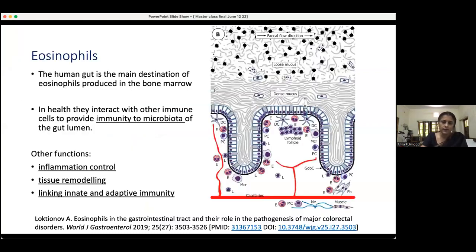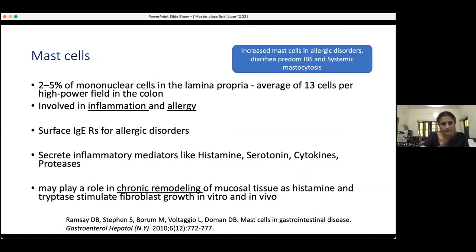So the maximum expression of receptors on macrophages here is scavenger receptors. Eosinophils are an important cell in the mucosa. It's interesting to note that most of the eosinophils produced in the bone marrow actually go to the human gut. And normally they play a role in providing immunity to the microbes in the lumen, but they also play a role in controlling inflammation, tissue remodeling, and linking innate and adaptive immunity. So I'm just trying to show you that every cell type has so many functions in the mucosa and so much interaction with all the other cells.